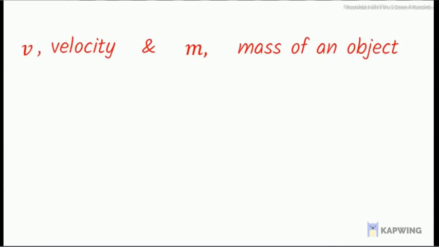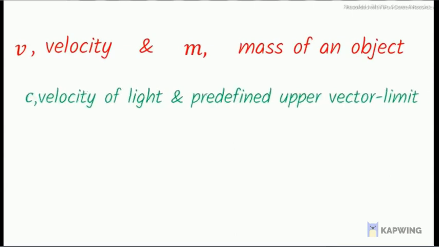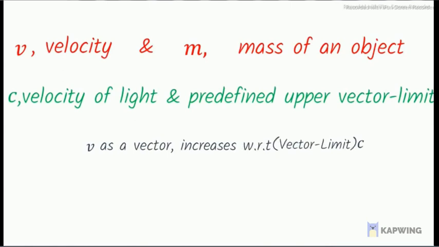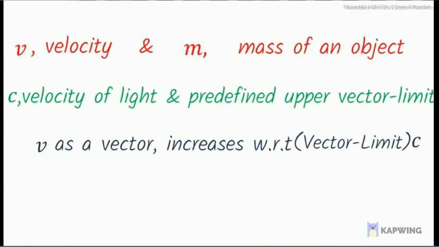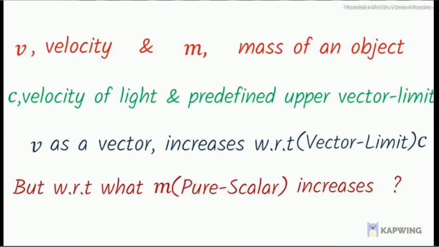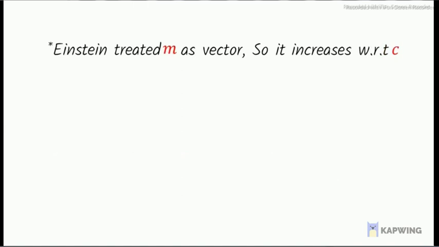V is the velocity and m the mass of an object. C is the velocity of light and the predefined upper vector limit. V as a vector increases with respect to the vector limit c, but with respect to what m, a pure scalar, increases is not clear.